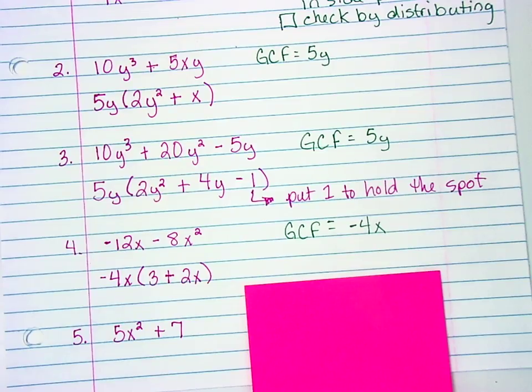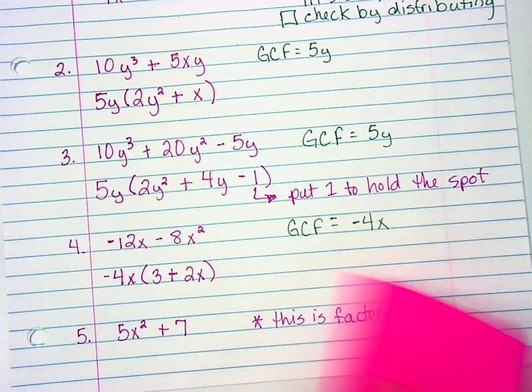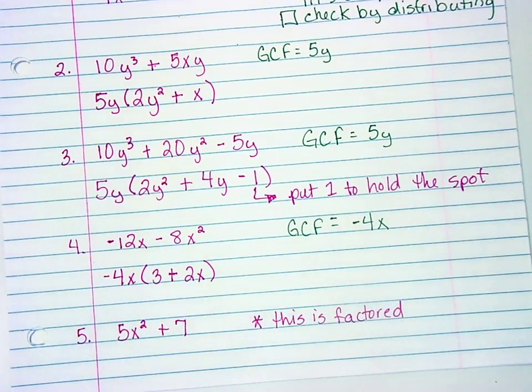Okay? Last one, I have 5x squared plus 7. What is your greatest common factor here? So you can say 1, but if I divide by 1 on each one of these terms, what's going to happen? Nothing. It's going to keep the same. So I'm going to say that this is factored. So in the blank, you can say factored. Okay? In a second, we're going to look at the other 3 ways of factoring.